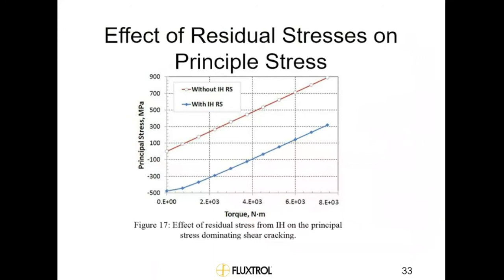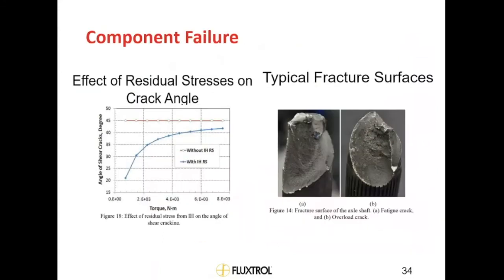So you can see that there's almost a 5,000 Newton meter shift in the curve. The induction hardening, if you were able to extend the curve, likely would be able to carry close to 12,500 Newton meters of torque, as compared to only 7,500, sorry, without those residual stresses. So the residual stress has also impacted the crack angle.